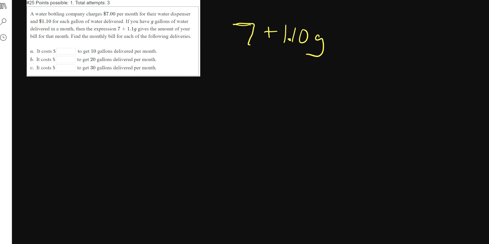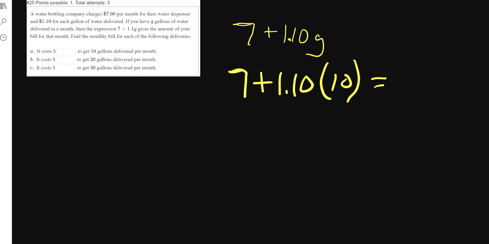Now, what's the first one? 10 gallons delivered per month, what's the monthly bill? Well, it's just going to be 7 plus $1.10 times 10. And that's going to be our monthly bill, whatever this equals. So I'll bring it over here to do my multiplication. Sidebar, I call that: 1.10 times 10.